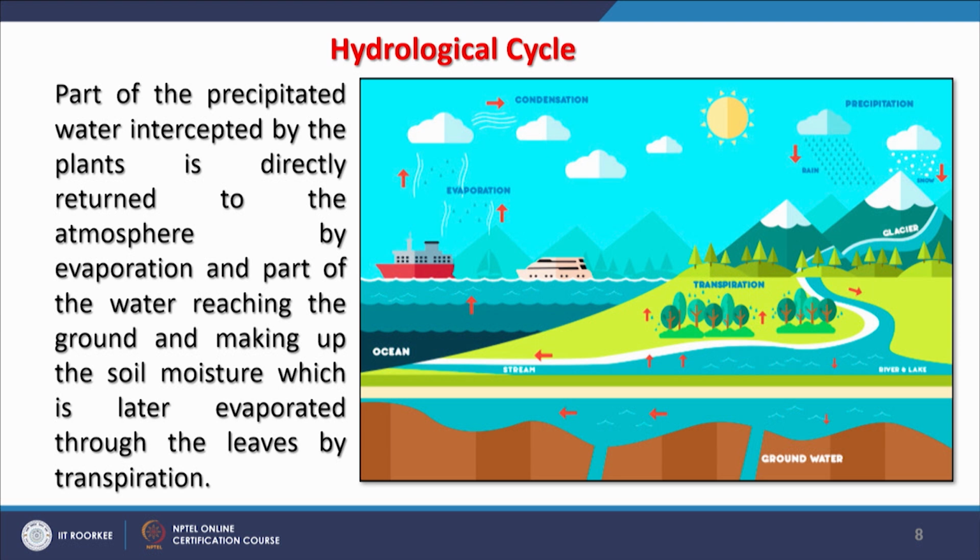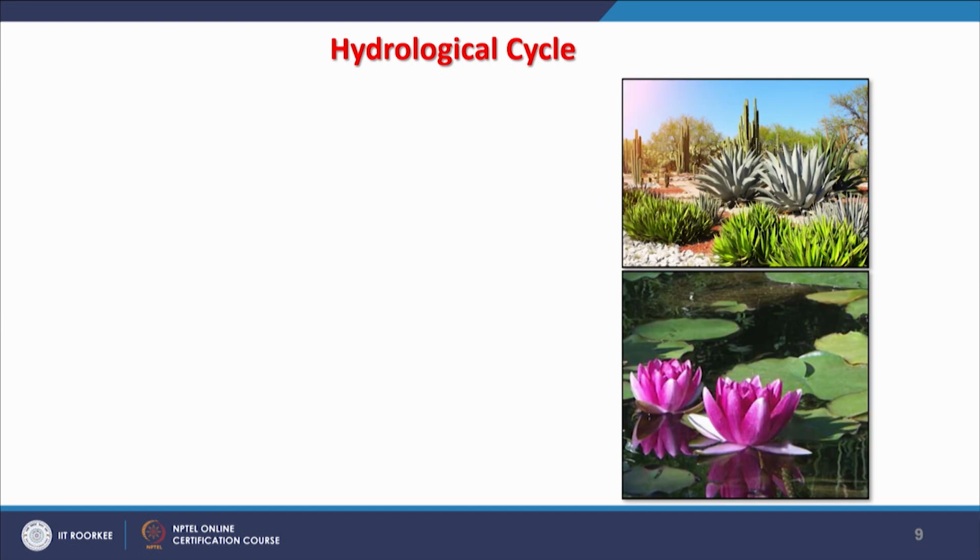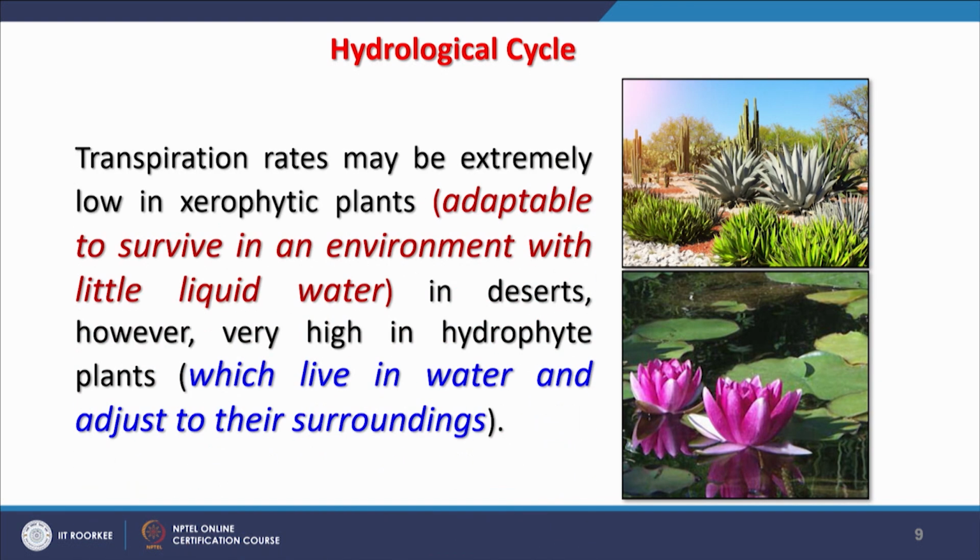So, directly there is loss of water in the form of evaporation, and indirectly after it falls, it makes the soil rich with water, and then again through plants and trees, water goes back. So, evaporation is shown here, and then transpiration is also shown, and these are the losses. Transpiration rates may be extremely low in xerophytic plants.